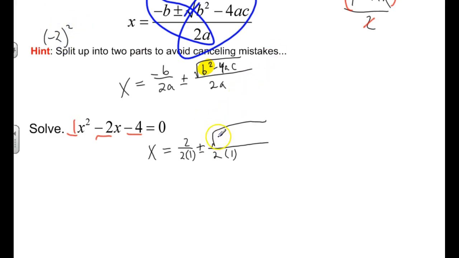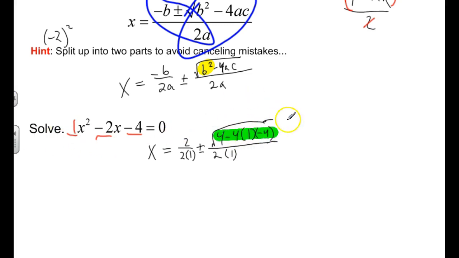Now what I prefer to do is I just go ahead and square it and make it positive. So I'll put a positive 4. That'll always be a positive number right there. Minus 4 times a, which is 1, times c, which is negative 4. And this part up here can get a little confusing. It usually takes a few steps to simplify that.